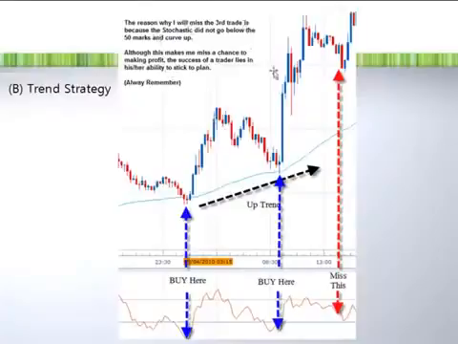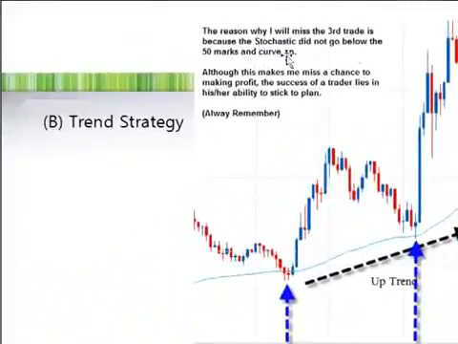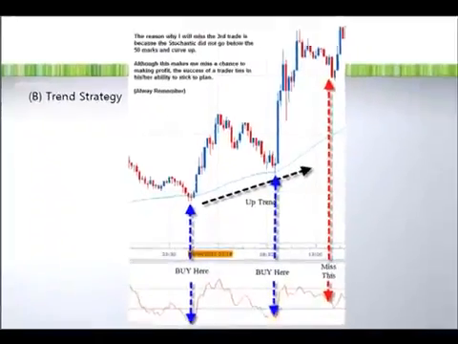Okay, and I actually highlight here the reason why I missed the third trade is because the stochastic did not go below the 50 mark and curve up. So although this made me miss a chance to make a profit, the success of a trader lies in his ability to stick to the plan. You have to remember that as a trader, you have to always stick to the plan.